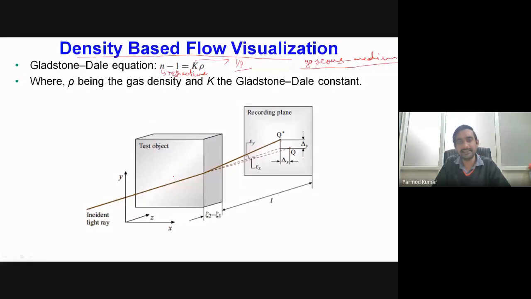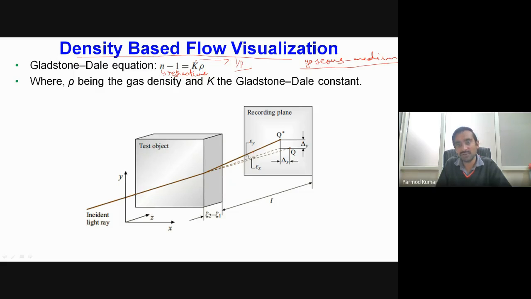So in the Z direction, we place some test object, and we consider that within this test object there is a change in refractive index of the fluid medium. What will happen if we send in a light ray? That light ray will be refracting, or changing its angle, and finally we will have some deflection in its path.